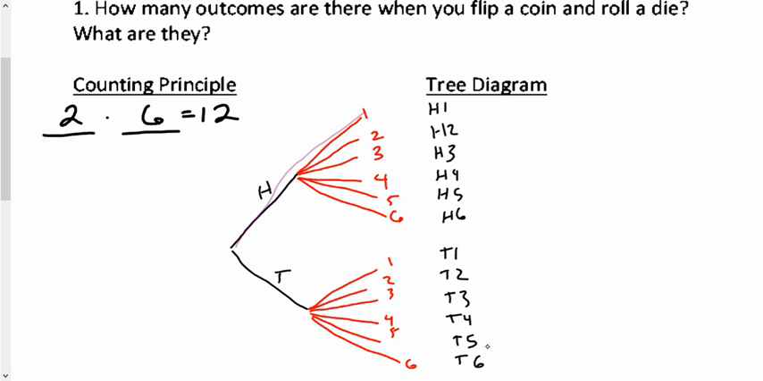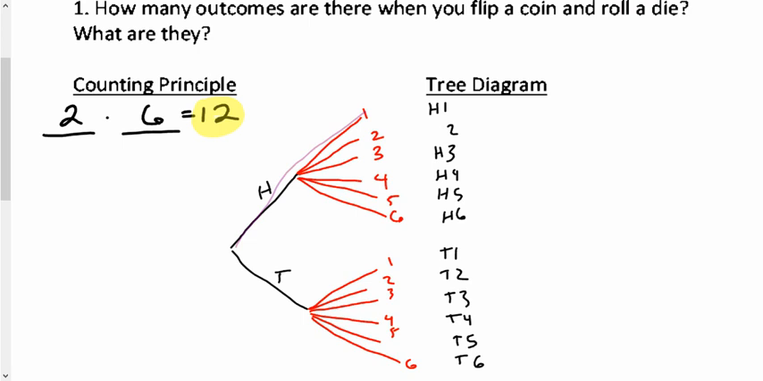All right. So these are all the possible outcomes. So here's what we got. We have our counting principle here that tells us the number of outcomes. We know there's going to be 12. Here we have a tree diagram illustrating all 12 possible outcomes. And then over here, I actually have the sample space. Let me clean this up a little bit.